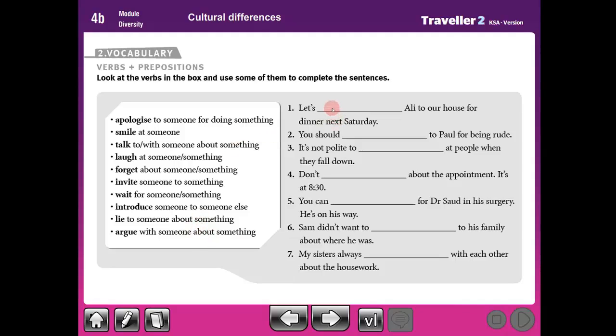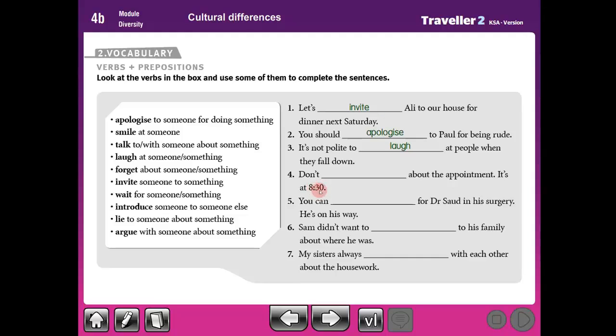Now complete with the suitable verb. Number 1, let's invite Ali to our house for dinner next Saturday. Well done. Invite. Number 2, you should apologize to Paul for being rude. Who can answer? Well done. Apologize. Number 3, it's not polite to laugh at people when they fall down. Who can answer? Well done.